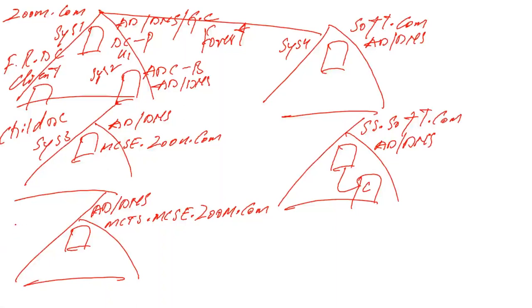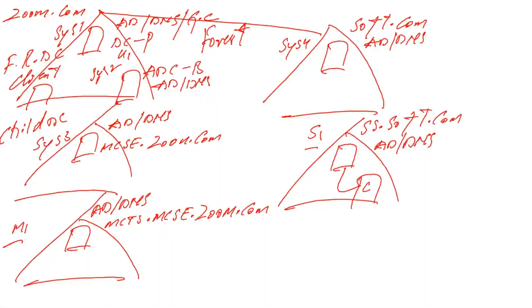If I create a user account in the MCTS domain, M1, this user's information is available in the MCTS Active Directory only. But MCTS information is available in MCSC, and MCSC information is available in the zoom.com domain with the help of global catalog. Like this, zoom also has information of the soft.com domain and the ss.soft.com domain. But if under the ss.soft.com domain I'm creating some user accounts, this user information is not available in the zoom.com domain. Zoom has only the domain information of ss.soft.com.